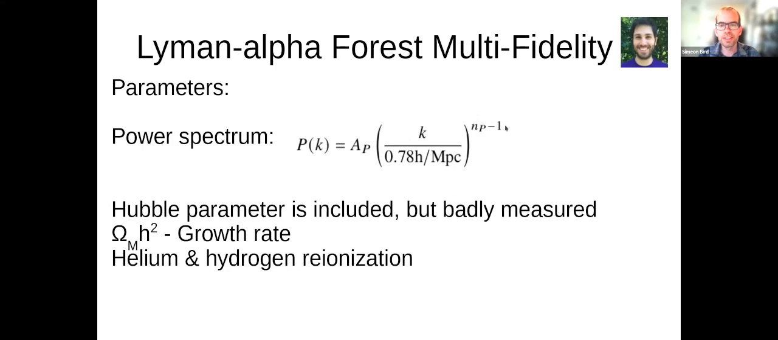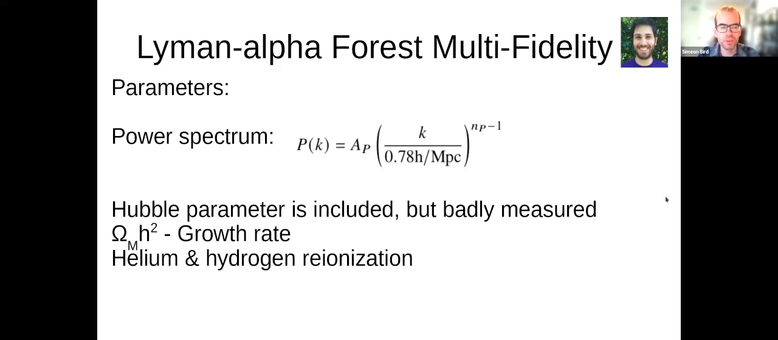What this means is that you should look at these parameters in these chains and translate them mentally. So NP is going to be the same as NS in a model with no running. AP, however, is going to be much less than the AS you get from the CMB because it's measured at small scales and the power spectrum is a little bit red.